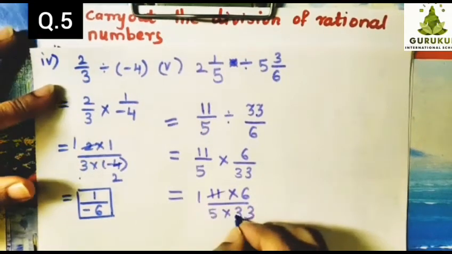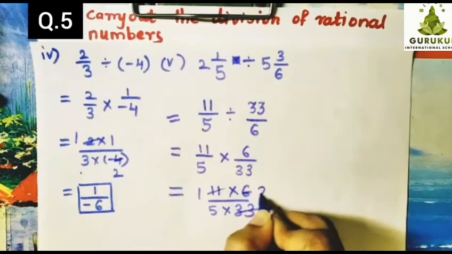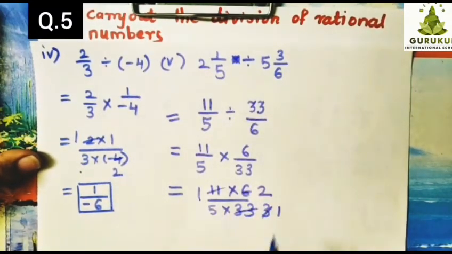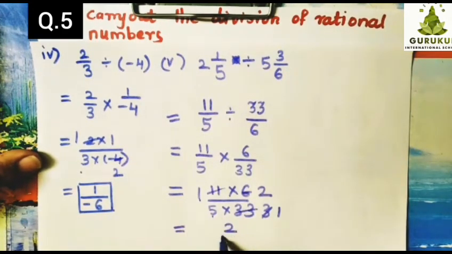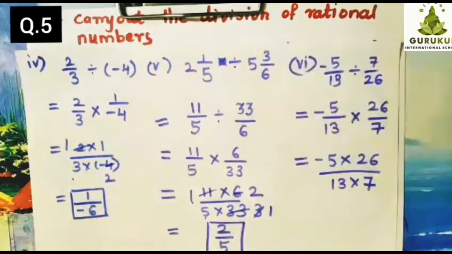11 1s are 11, 11 3s are 33, 3 1s are 3, 3 2s are 6. So what remained in this one? 1 into 2 upon 5 into 1. So it will be 2 upon 5. Okay, so answer will be 2 upon 5.